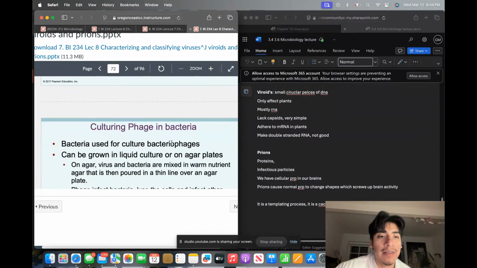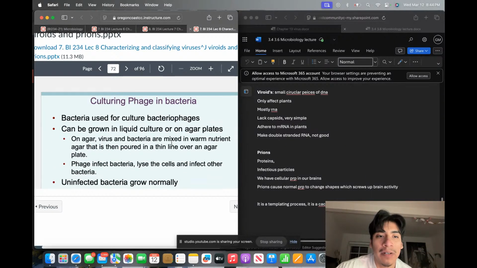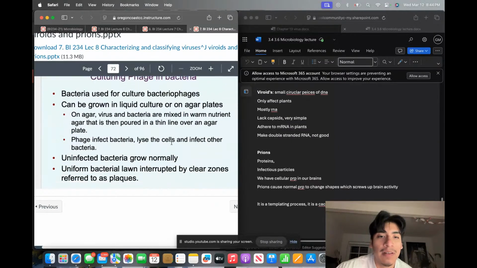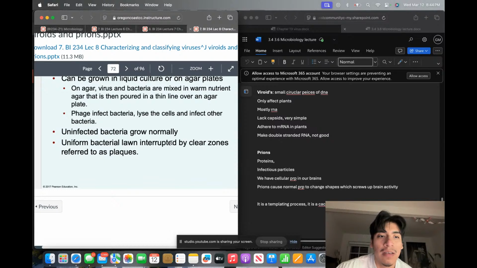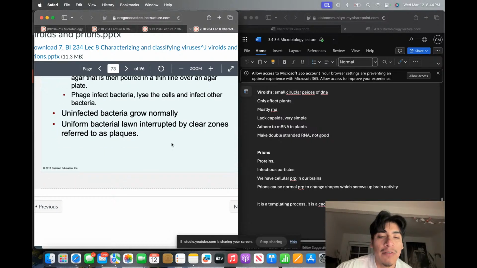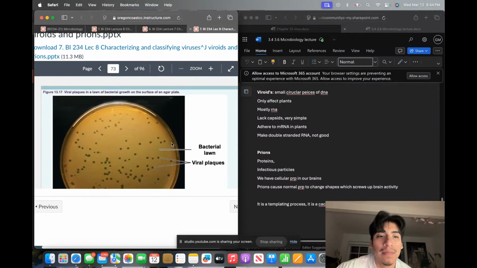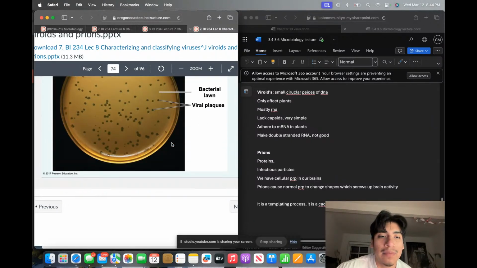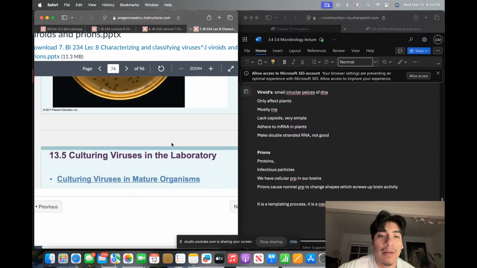So bacteria can be grown in liquid agar. Viruses mixed with warm nutrient agar can be poured into the plate, and the phage will infect and lyse bacterial cells. This leaves an uniform bacterial lawn interrupted by clear zones referred to as plaques. The clear zones are plaques. So here are our plaques, and you can estimate the number of phages.